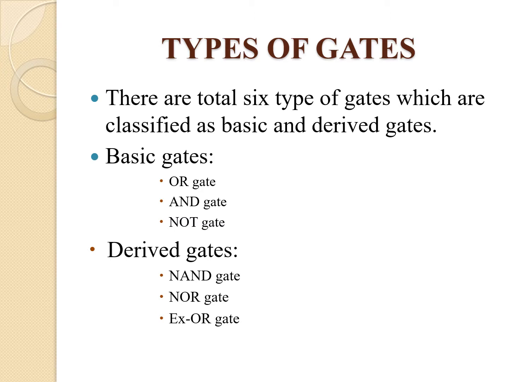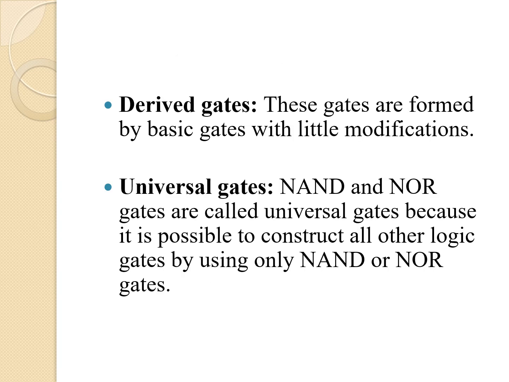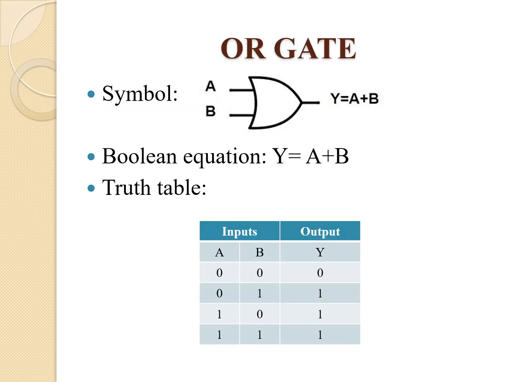Next topic is types of gates. There are total 6 types of gates which are classified as basic and derived gates. The basic gates are OR gate, AND gate, NOT gate, whereas derived gates are NAND gate, NOR gate and XOR gate. Derived gates. These gates are formed by basic gates with little modifications. Universal gates. NAND and NOR gates are called universal gates because it is possible to construct all other logic gates by using only NAND or only NOR gates.